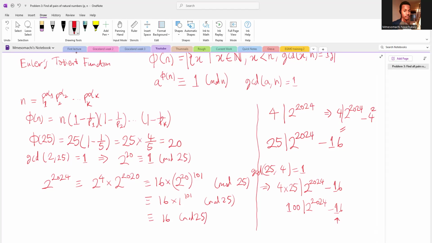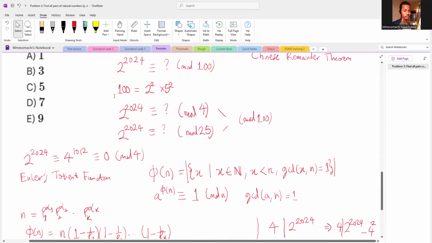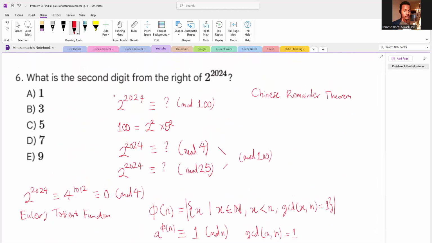We can scroll up and look for the option with 1. The option with 1 is A, and that is our final answer. I hope this points you in the right direction of some things to learn. If you're not familiar with things like the Chinese remainder theorem or Euler's totient function, you should do some more reading about that.